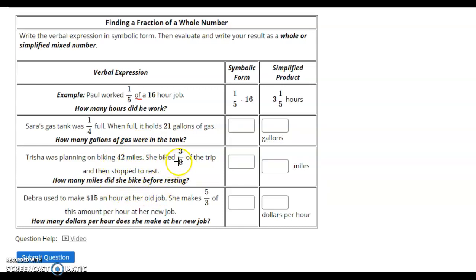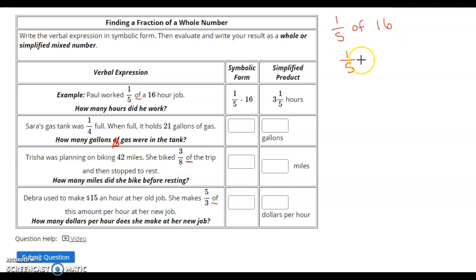How many miles? Well, if she biked 3/8 of 42 miles, the "of" is after, so you can just put the 42 miles there. She makes 5/3 of this amount. The question asks how many gallons of gas. I guess this one's not as good of an example, but for the other four, when you see that "of," it means to multiply.